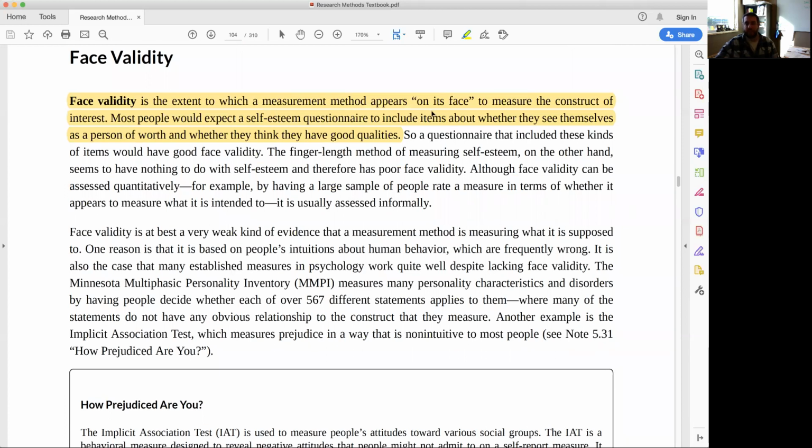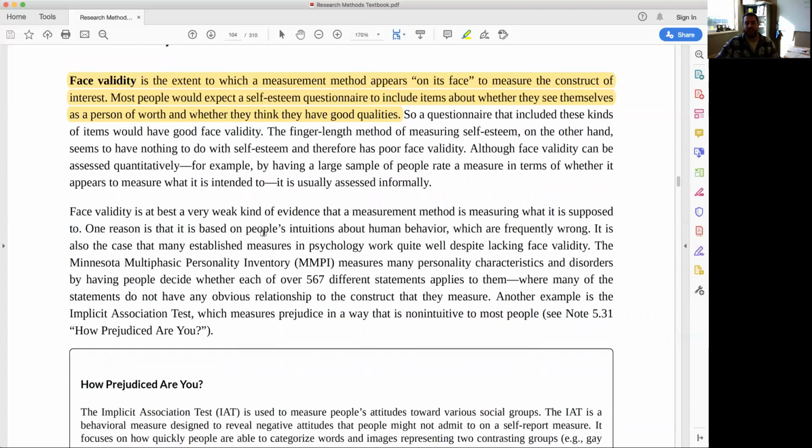This is just, it appears on its face to measure the construct of interest. Most people expect a self-esteem questionnaire to include items about whether they see themselves as a person of worth and whether they think they have good qualities. Does it make sense, essentially, that if you were asking a person to take a depression questionnaire, there are questions we can look at and say, absolutely, I would read that question and based upon their answer, think that this is getting at depression. Now, some scales will have just fillers, things that do not matter whatsoever. But again, they should have where you are getting at, yes, this is actually a thing.